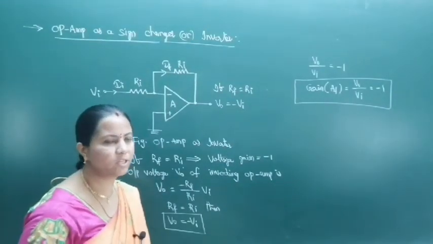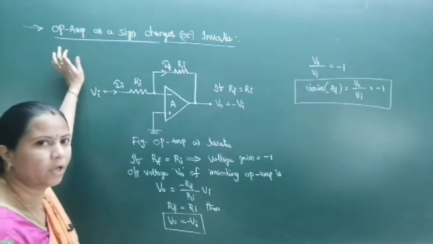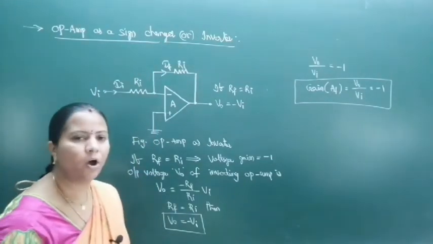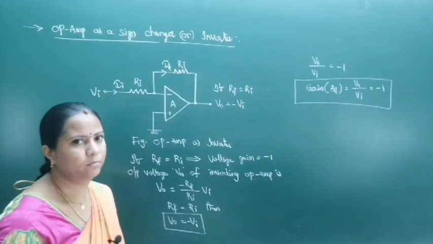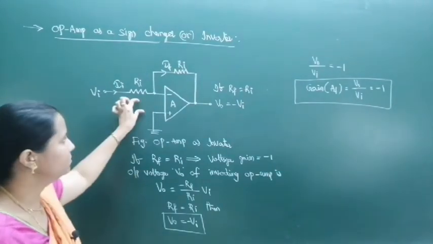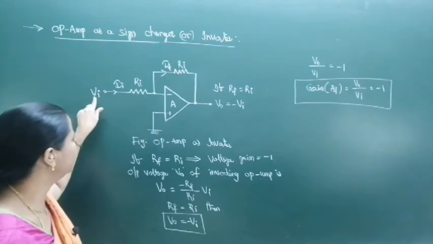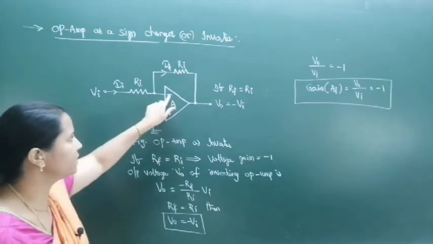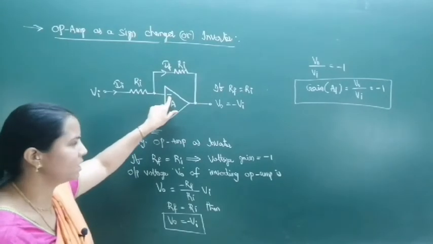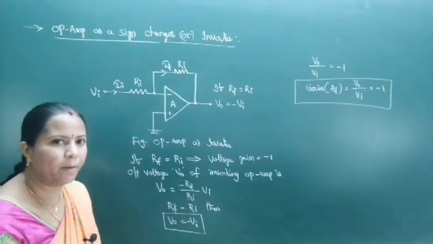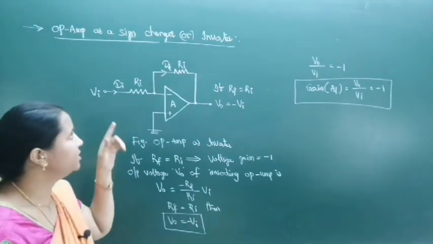Today we are going to discuss one of the applications of the operational amplifier as a sign changer or inverter. Okay, here we are connecting an inverting amplifier. This is the inverting amplifier. We are connecting the input signal Vi to the inverting terminal, that is the negative terminal, of the operational amplifier. How does this inverting amplifier act as a sign changer or inverter?